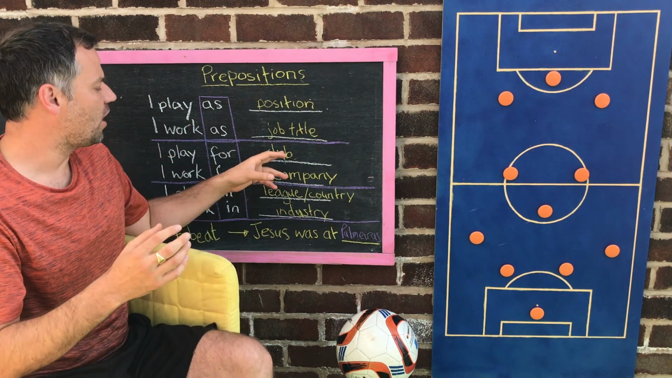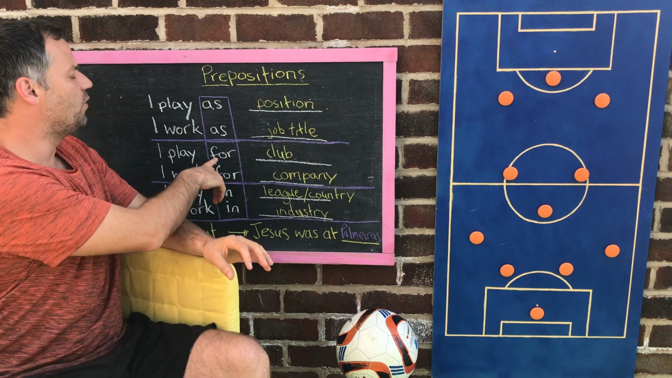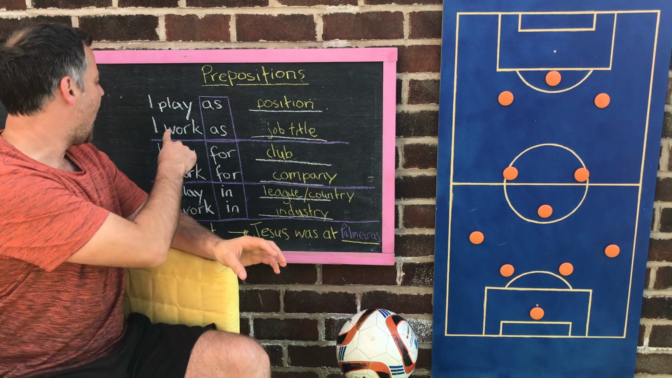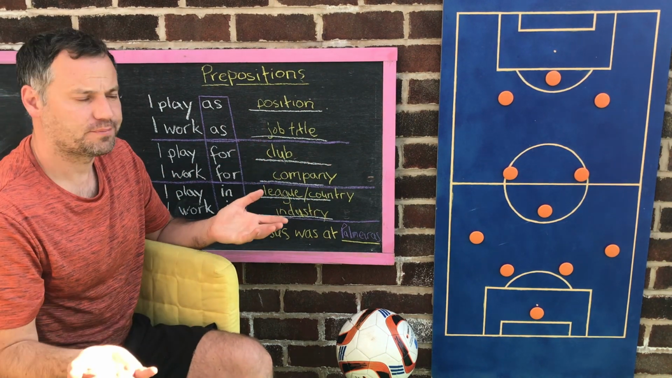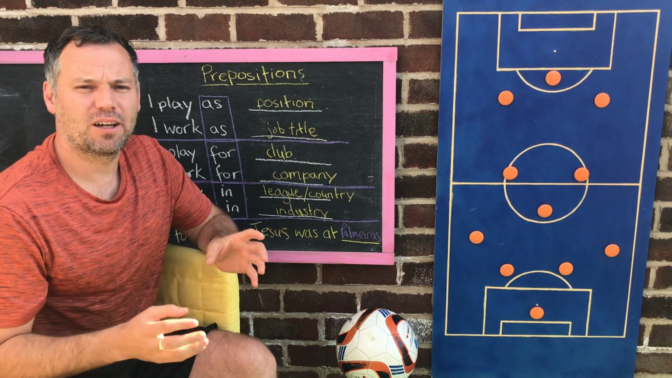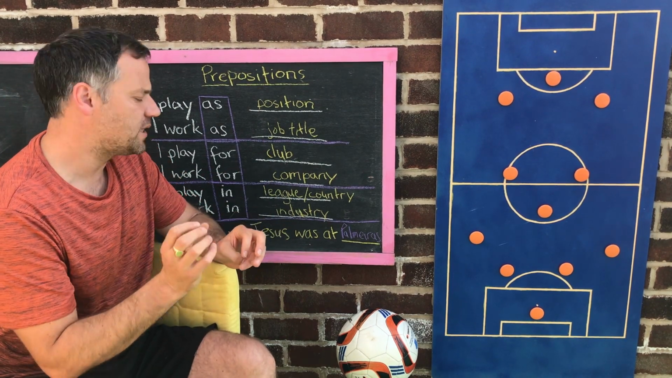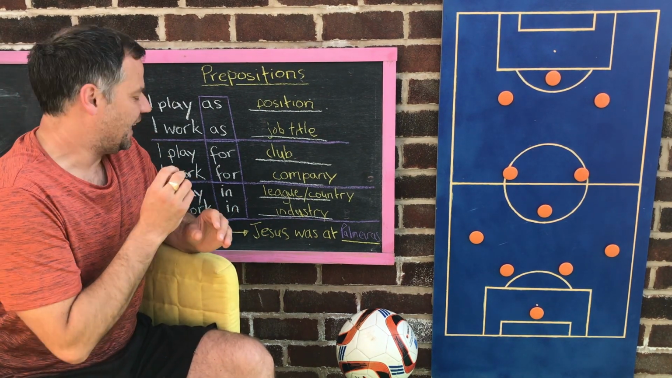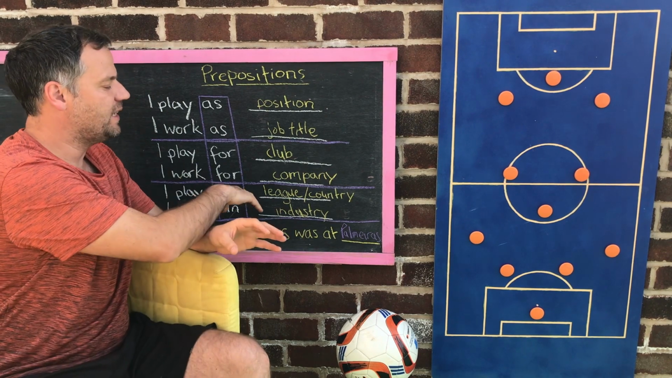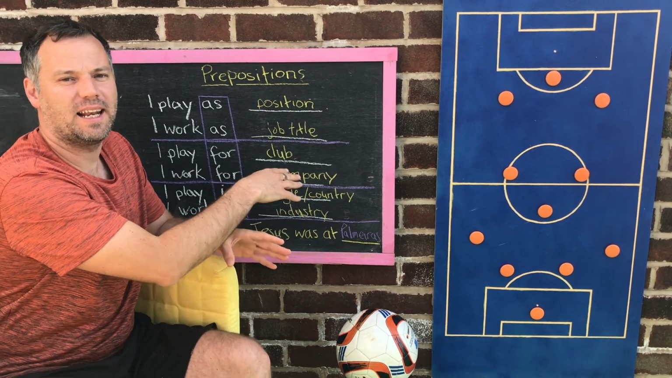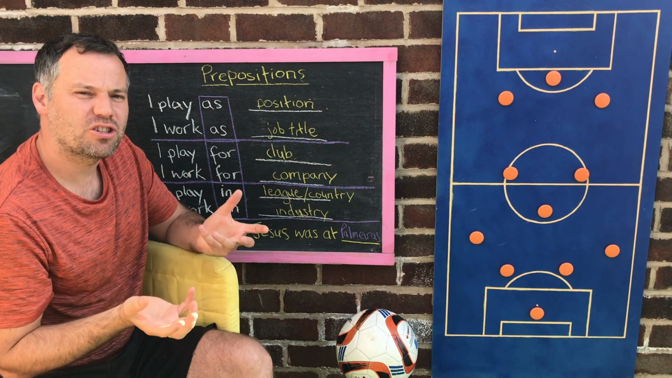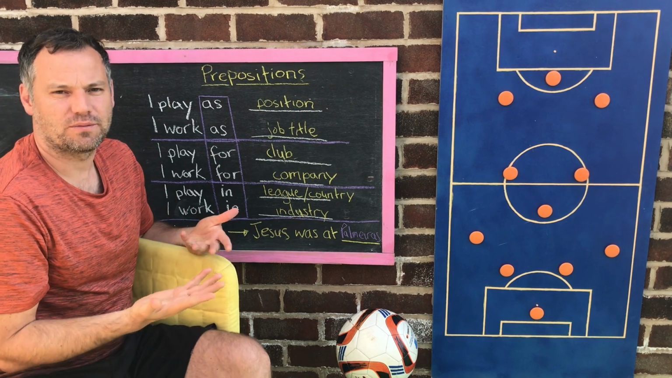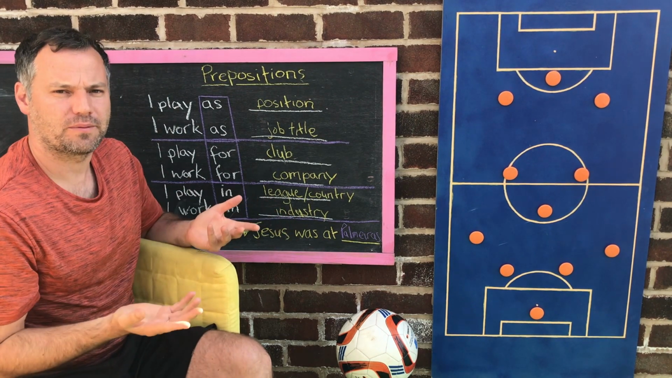If you want to talk about your club or your company, you use the preposition for. So for example, he plays for Manchester United, or I work for a university. If you want to talk about the league or the country you work in, you use the preposition in. So for example, he plays in Serie A, or he plays in the French league, he plays in La Liga. Or if you want to talk about your industry when you are talking about your job, so I work in education, for example, or I work in health.